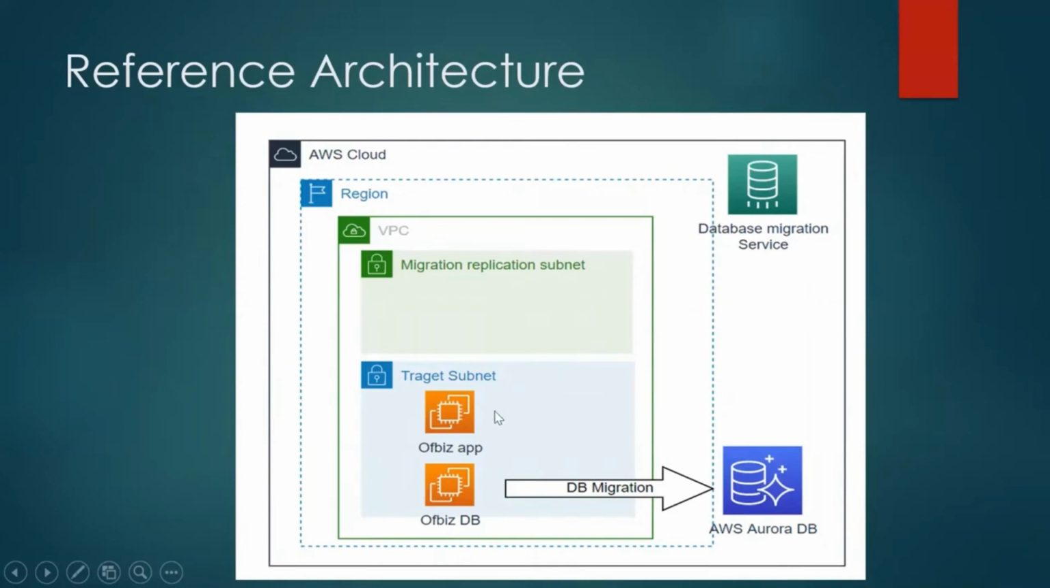In this practical, we have the Off-Biz app and the Off-Biz database. This is a Postgres database. We will migrate this database, which is on an EC2 instance, to an AWS managed Aurora DB. This is a sort of modernizing our infrastructure, or re-platform. You will get more clarity once we do that.